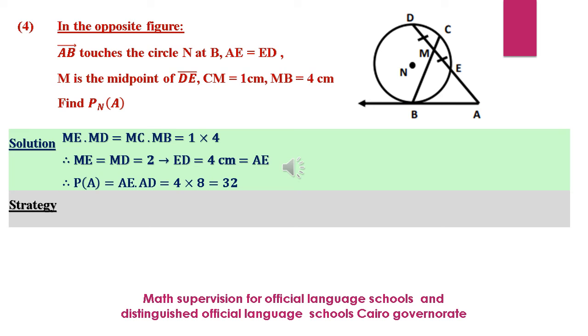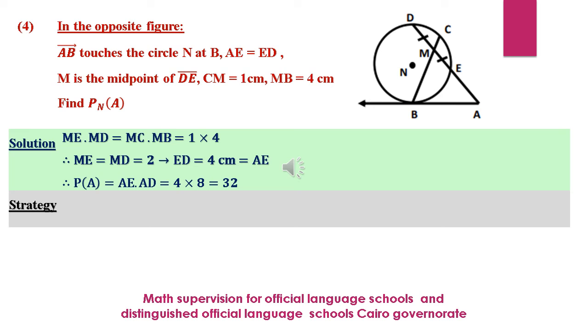AB is a tangent to the circle in here. AD cuts the circle at D and E. And we have a chord drawn inside the circle, BC. Now, M is the midpoint of DE, and also CM equals 1, and MB equals 4. Find the power of point A with respect to the circle.